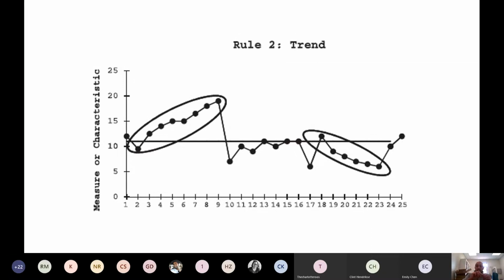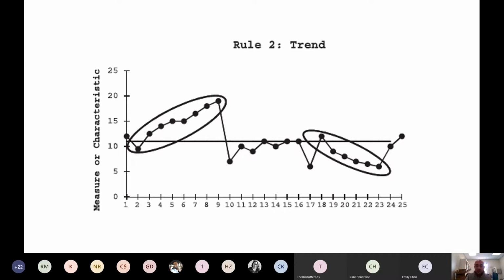A trend is 5 or more values that are moving either upwards or downwards. It doesn't matter if it's on the median, above or below. It's just the direction. Once you've reached that, that also means that there's been a trend and you calculate a new median. There's been a true improvement or a true deterioration, worsening of whatever you're doing. So have your median, you notice a trend, stop, recalculate your median, continue monitoring.